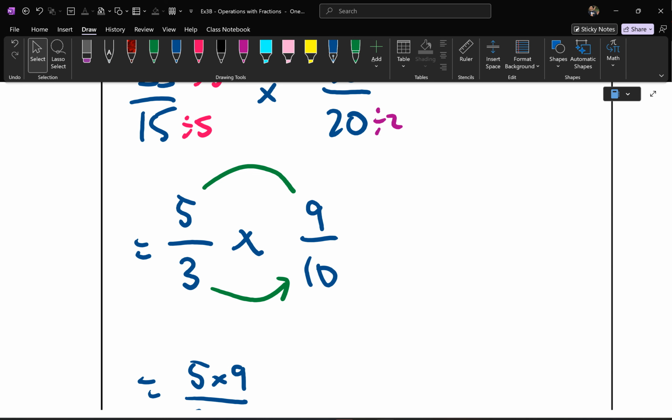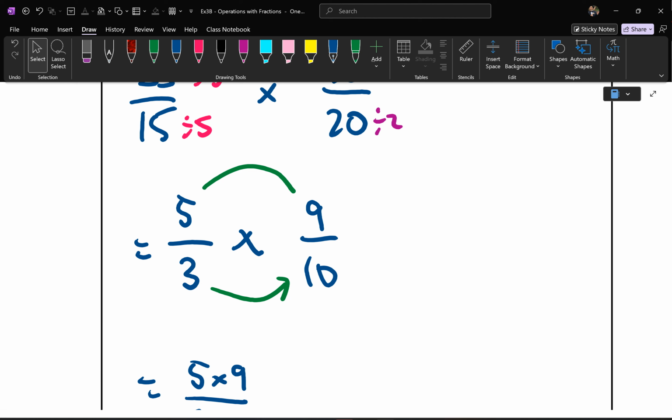No, there's only 1, right? Is there a number that goes in 9 and 10? No. But remember how I told you when you do times for fractions, you go top with top, bottom with bottom. Who said I have to do 5 times 9? I could actually swap the order and say it's 9 times 5.